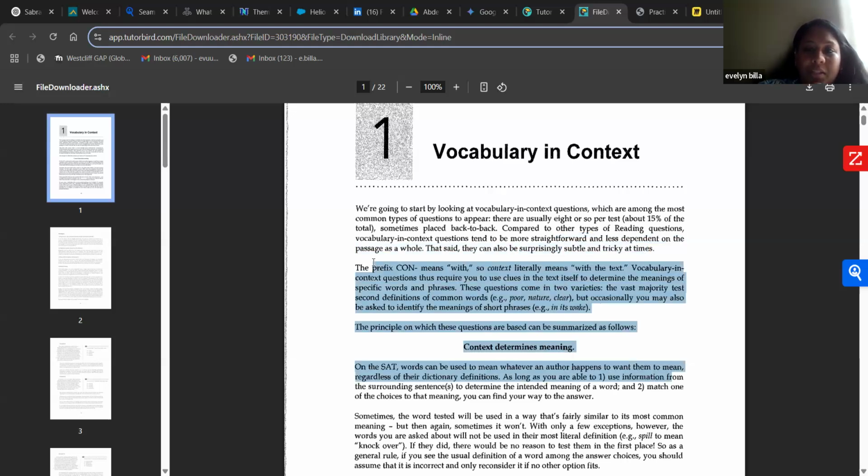The prefix con means with. So context literally means with the text. Vocabulary in context questions thus require you to use clues in the text itself to determine the meanings of specific words or phrases. These questions come in two varieties. The vast majority test the second definition of common words. So what's the second definition of common words like poor, nature, or clear?